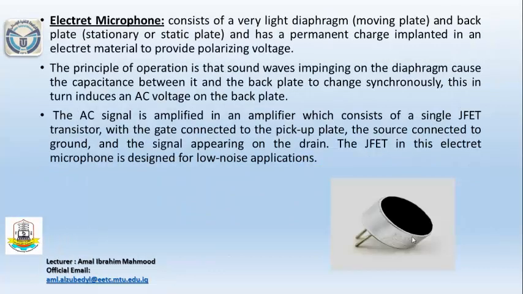The electret microphone. The electret microphone consists of a very light diaphragm, the moving plate, and a back plate, which is stationary or static, and has a permanent charge implanted in the electret material to provide polarizing voltage. The principle of operation of this electret microphone is that the sound wave impinges on the diaphragm, causing the capacitance between it and the back plate to change synchronously. This in turn induces an AC voltage on the back plate.